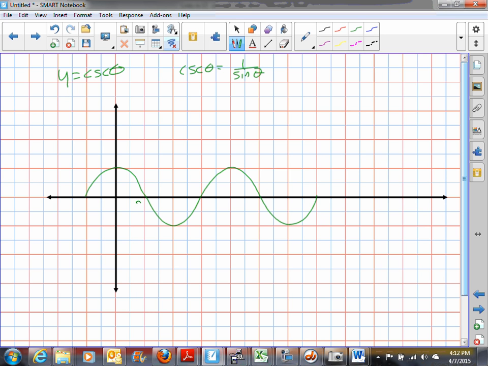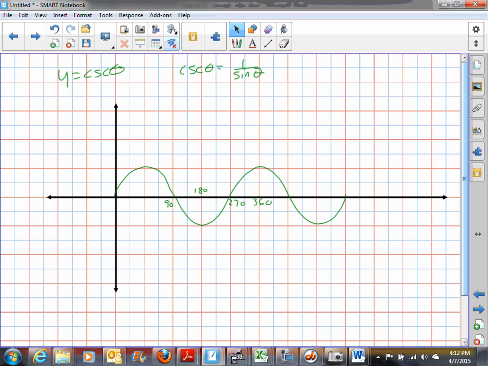And again, this is 90, 180, 270, 360. No, can that be right? That's not a sine graph, that's a cosine graph. Here we go. Oh, the degrees went with it. I got to take care of those. There we go, 0, 90, 180, 270, 360. Yeah, this makes more sense.